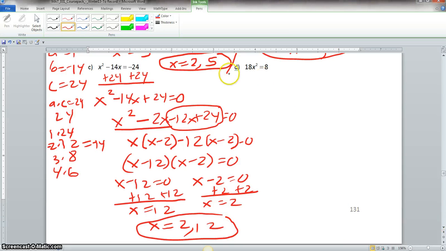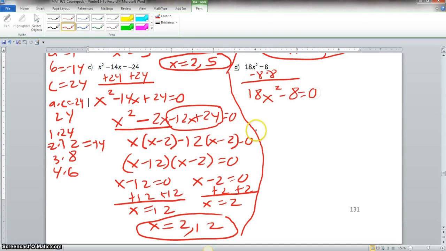Okay, now we go here to D. Now, we have to make this equal 0, so we will subtract 8 on both sides. So we have 18x squared minus 8 equals 0. Now, with 18x squared minus 8, they both have 2 in common. So we'll factor out 2, and we have 9x squared minus 4 equals 0.